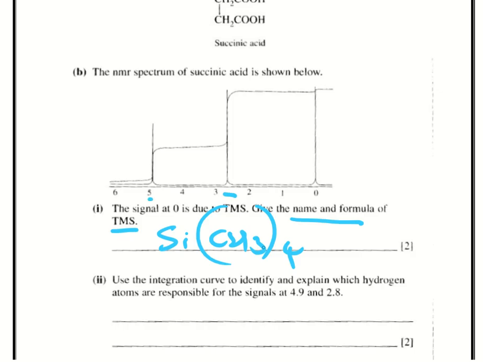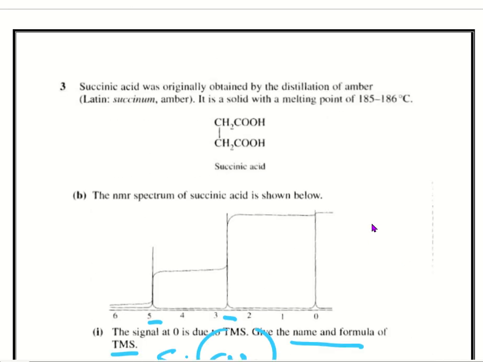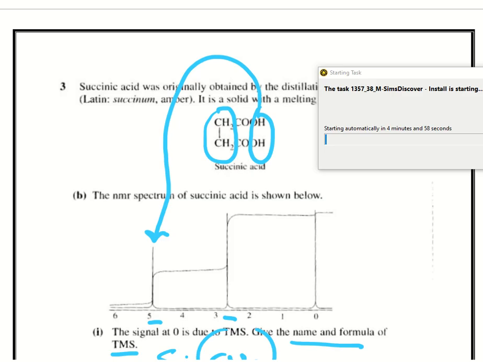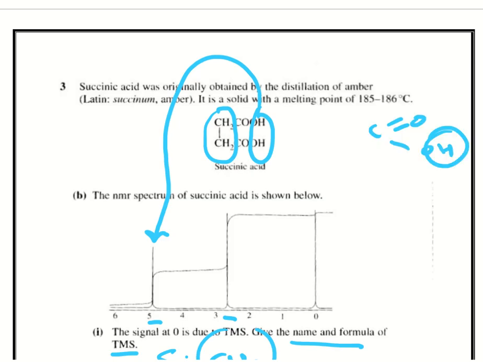Well, there's 2.8 and there's 4.9. Okay, so our structure, very simply, we're only going to have this environment and that environment. Well, this one is closer to the electronegative oxygens because it's 2 carboxylic acid groups, hopefully you can see. So that's going to be the one at 4.9. It's going to be furthest downfield, whereas these ones are going to be further upfield.